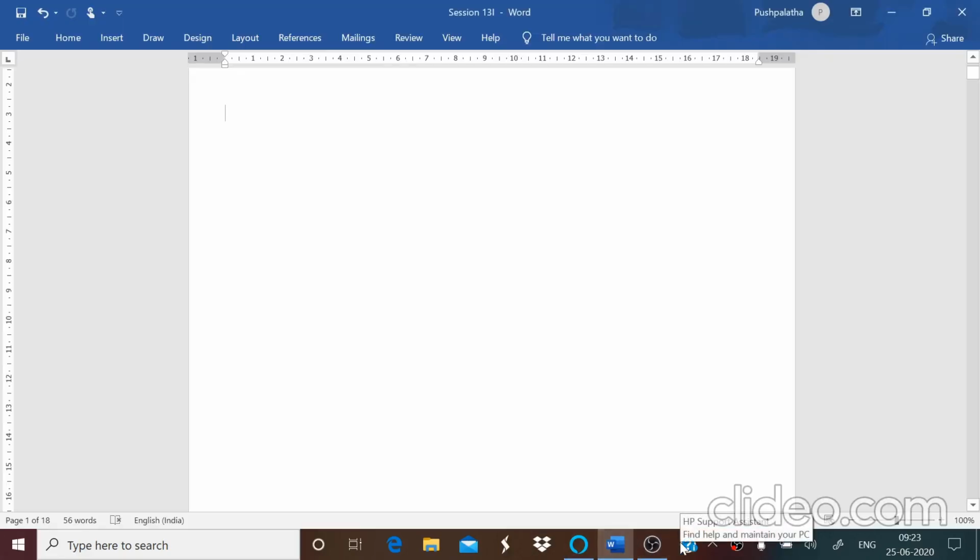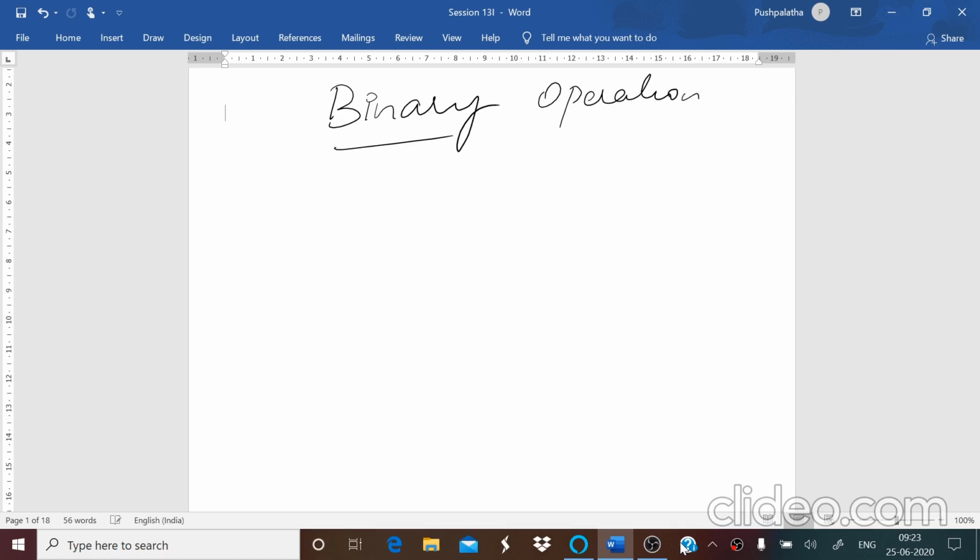Hello students. In the last session we were talking about the unary operators or unary operation. In this session let us continue with the binary operation. These are the operations that are performed on your tables. So which are the binary operations that we have talked about in the last class?